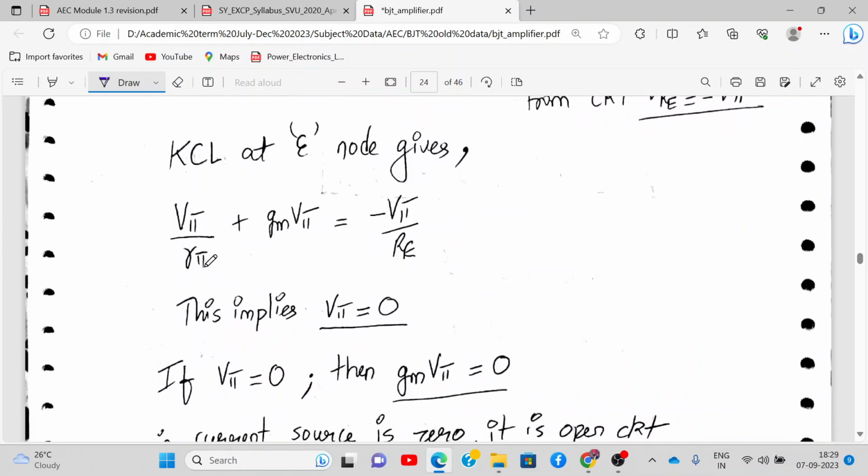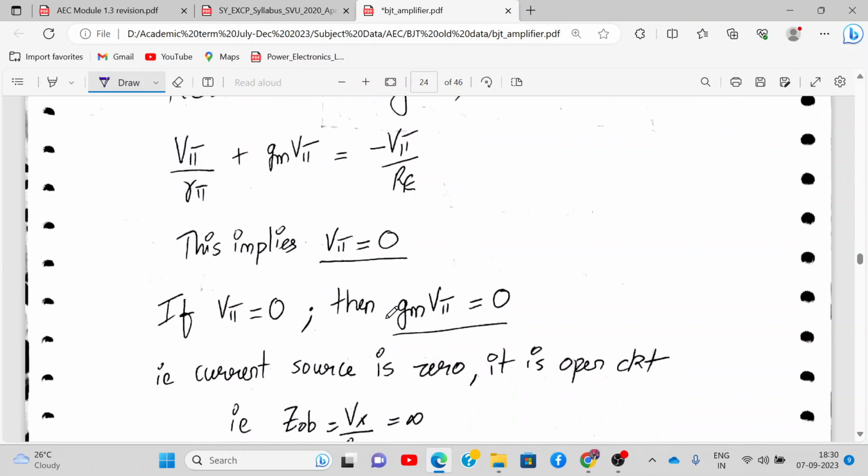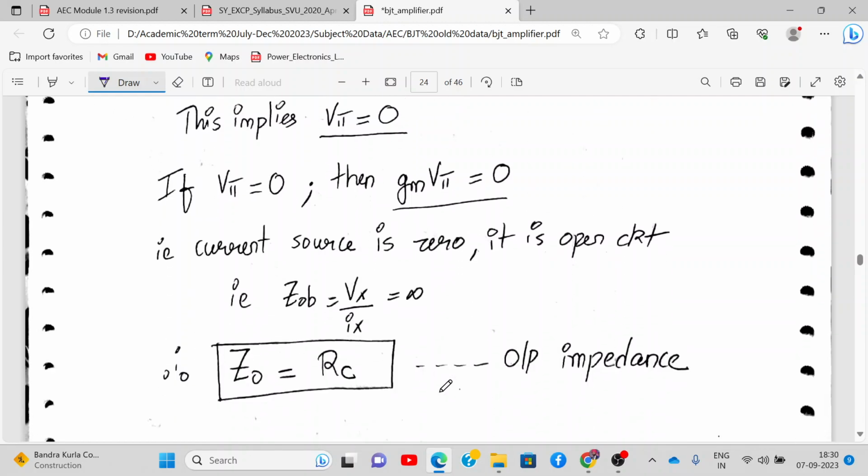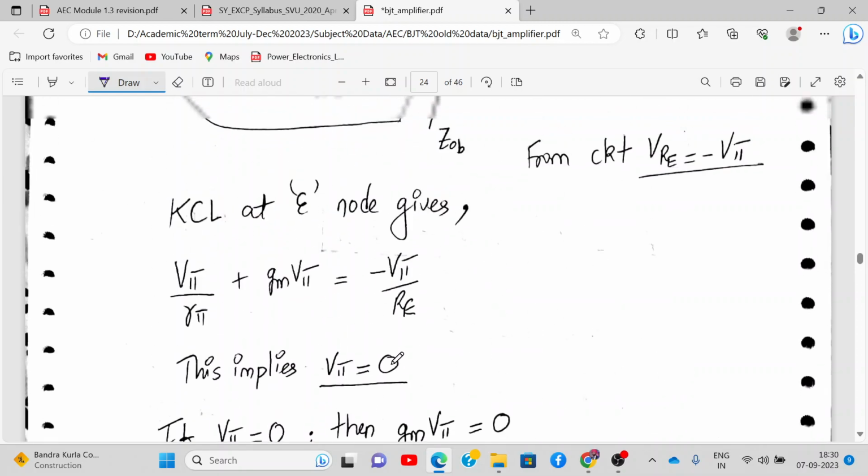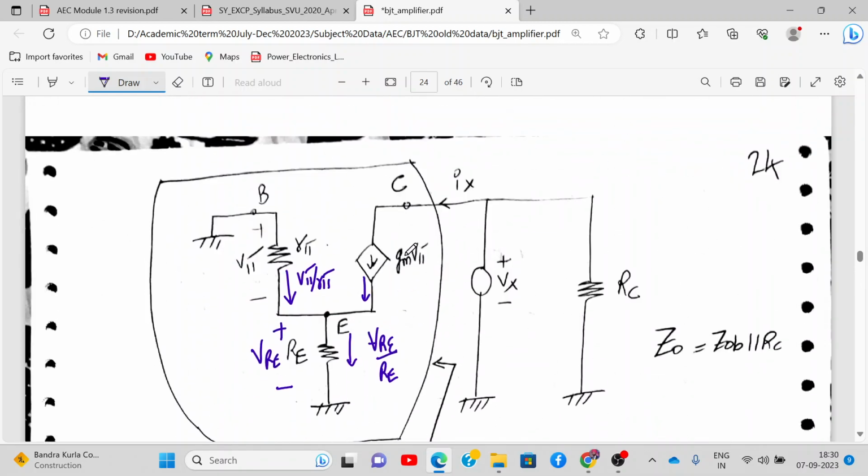So here if you check, you will get V pi equal to 0. Now if V pi is equal to 0, GM V pi will be equal to 0. That means your current source will be open circuit now, so ZOB will be infinite. That means output impedance is just RC. We have to prove it. We cannot write directly that the current source is infinite in this case, because in the earlier case the emitter was grounded. In this case, emitter resistance is present.